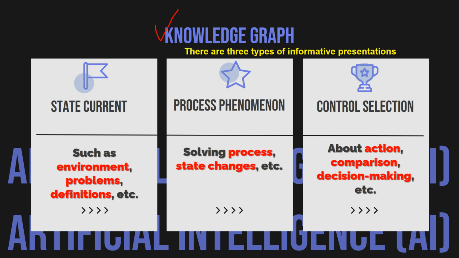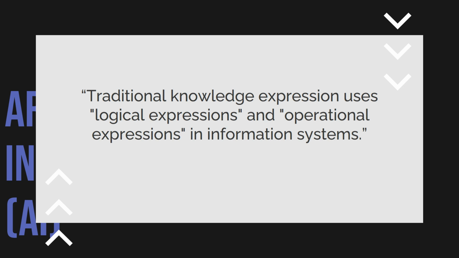So let's talk about the knowledge graph. There are 3 types of informative presentation, called state current, process phenomena, and control selection. That's the definition right here. For example, under the state current, you have to deal with the environment, problems, and definitions, etc. In the process phenomenon, you have to solve the process that changes, etc. For control selection, you have the action, comparison, and decision making, etc. And traditional knowledge expression uses a logical expression and operational expression in information systems.